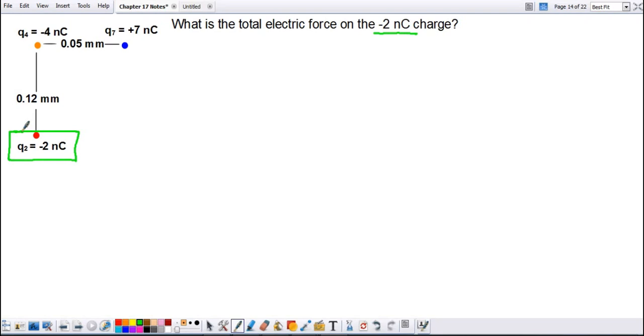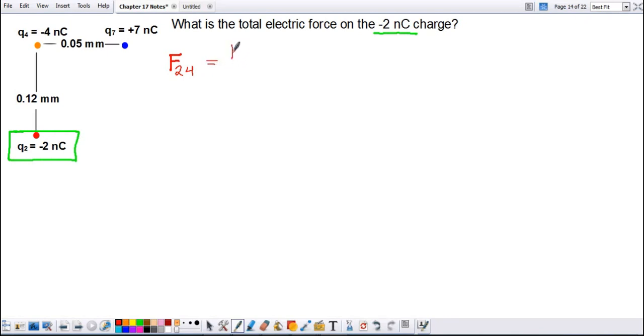Then, just like the problem before that had two charges and we were trying to find the net electric force, we are going to find the force between the 4 and the 2, and the force between the 2 and the 7, and then we're going to add those vectors together. So, first, let's find the force on the 2 nanocoulomb charge by the 4 nanocoulomb charge.